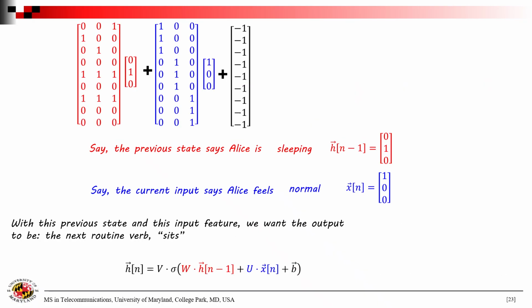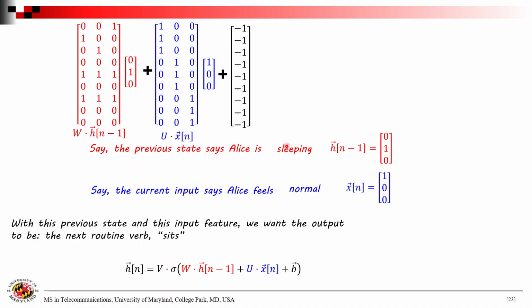Let's test it again. So in this case, let's assume that yesterday Alice was sleeping all day long. So she was sleeping yesterday, that's the vector for sleeping at time n-1. And today she woke up feeling normal. That means that she's going to follow the same routine that she normally does, and the day after sleeping in, she spends the day sitting down. So we're hoping that our system will output the verb sits for h of n. Let's check if this is the case.